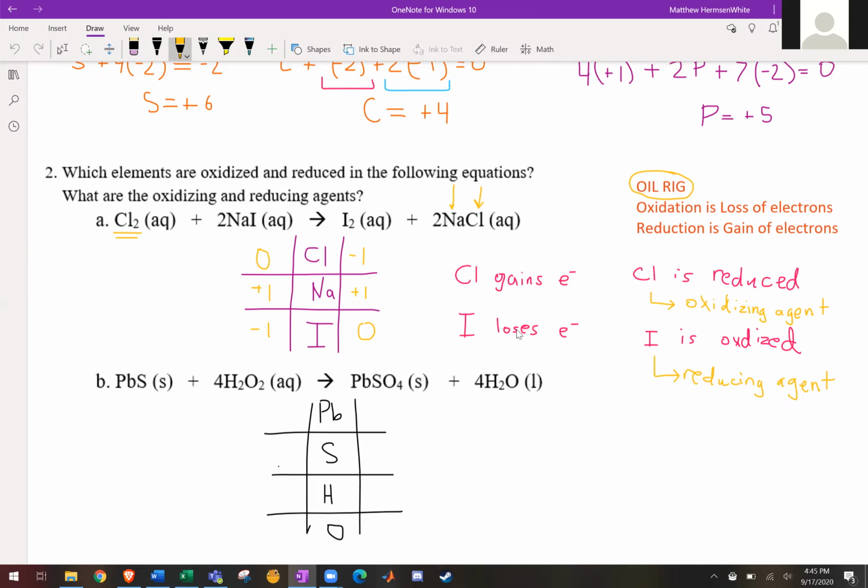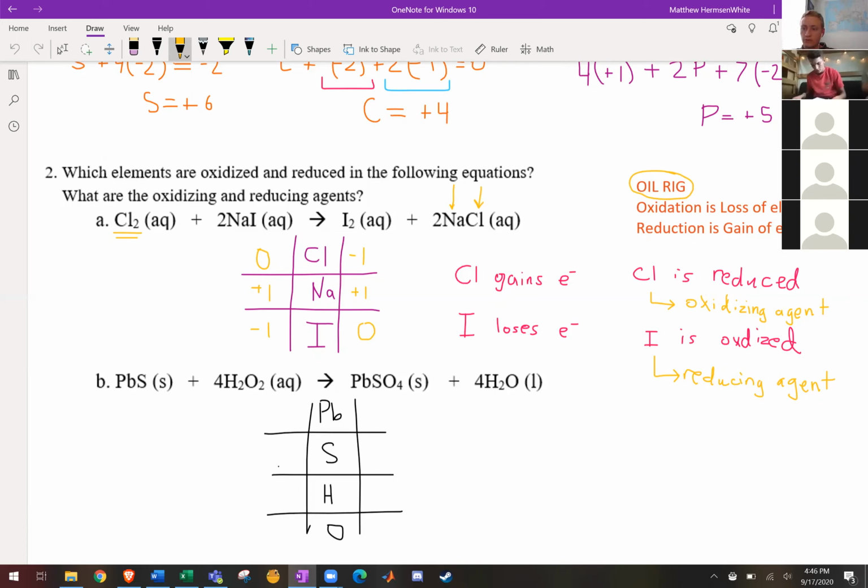Yeah, I did. Okay. Now, once we determine which one gains and which loses electrons, this is where we use the oil rig. So we say, which one gains? Well, reduction is gain. Therefore, we say chlorine is reduced because it gained electrons. And oppositely, iodine loses electrons, and that would be oxidation is loss. So we say iodine is oxidized.